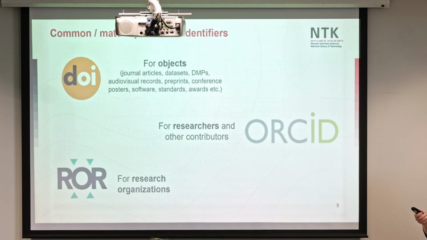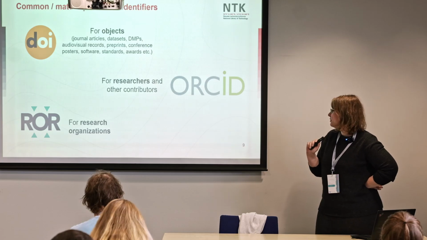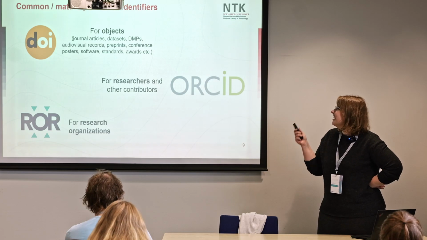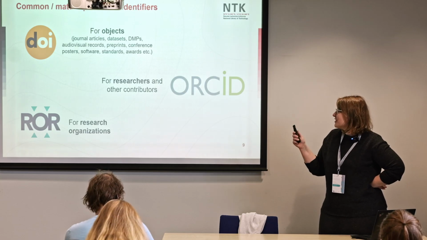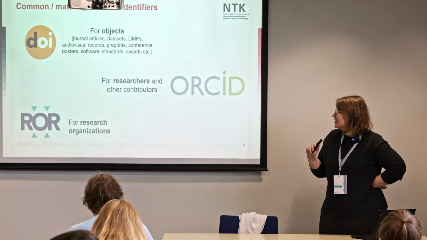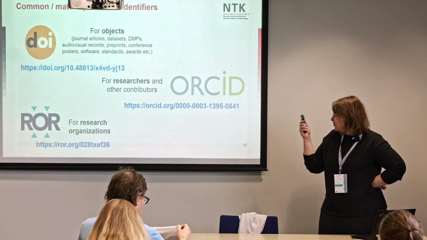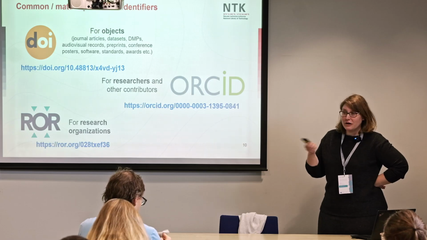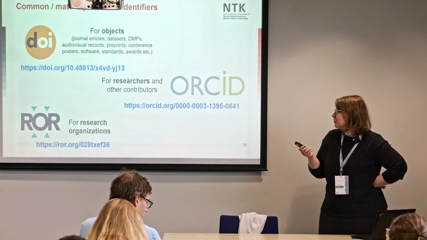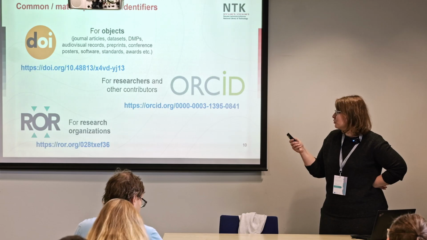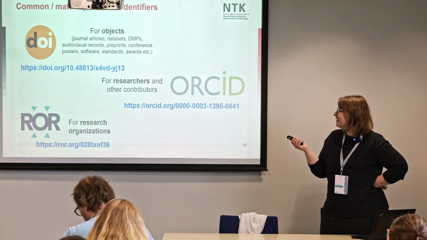The three persistent identifiers we are going to be talking about today, that we are also supporting at the National Center for Persistent Identifiers, are DOI for objects, let's keep it in a very generic way, ORCID for researchers, and ROR for research organizations. Here are some examples of how these persistent identifiers look like in real life. I'm sure that you have already encountered most of them, if not all of them.